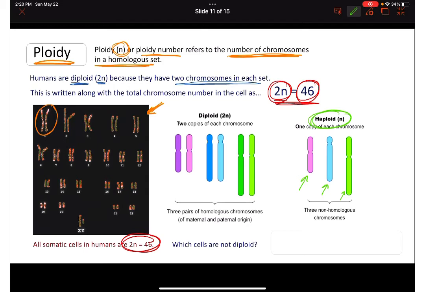And take a guess at which cells are not going to be diploid. Those are going to be the sex cells. And the sex cells only have 1 chromosome in each set. And so it's written as a single N. That's called haploid. And there's 23 total chromosomes in a sex cell. And so that's where the 23 comes from.